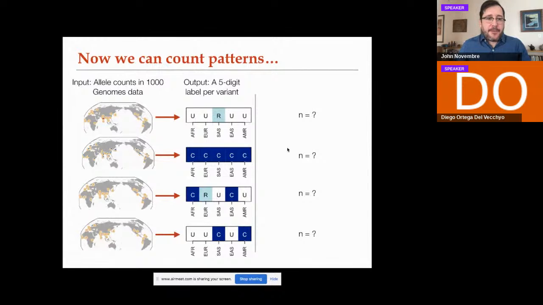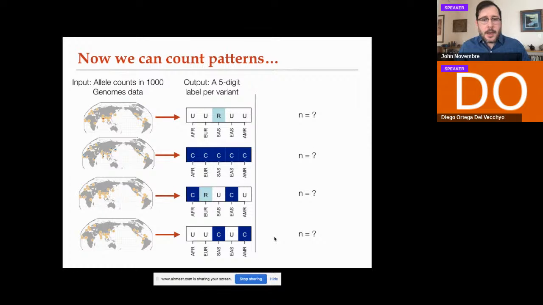So we will have input these allele counts in the 1,000 Genomes data, and for each of them, we can produce this 5-digit code. And now the question is, if we understand something about human genetic variation, we should be able to have some idea of what these numbers are, at least what their relative fractions are. How many of this pattern should we see? How many of this pattern? How many of this one and this one? You might take a moment and think for yourself, how many of each of those would you expect to see?